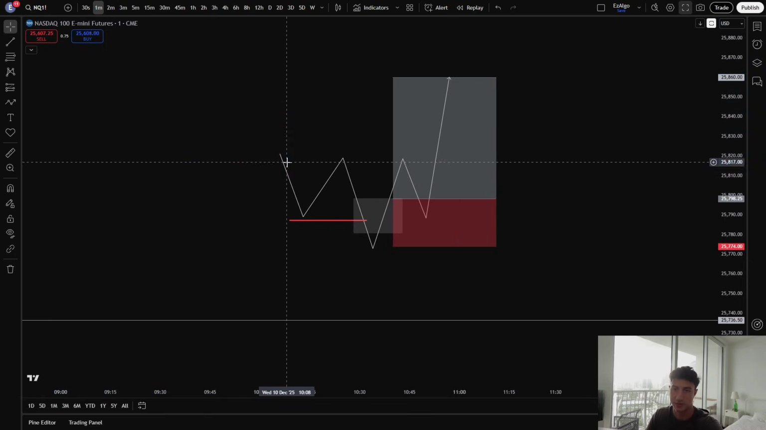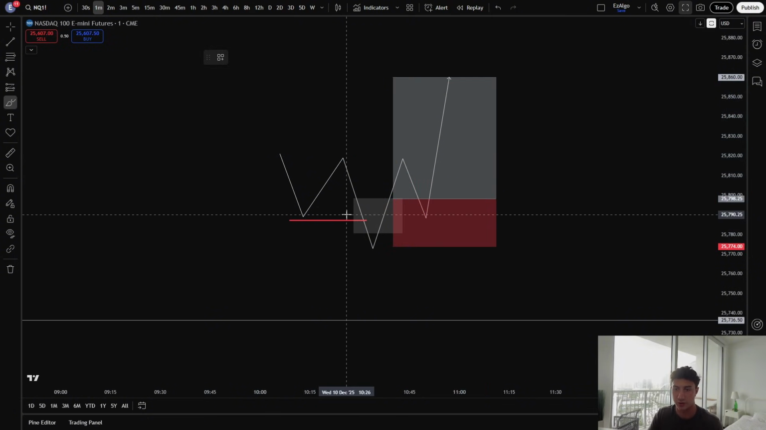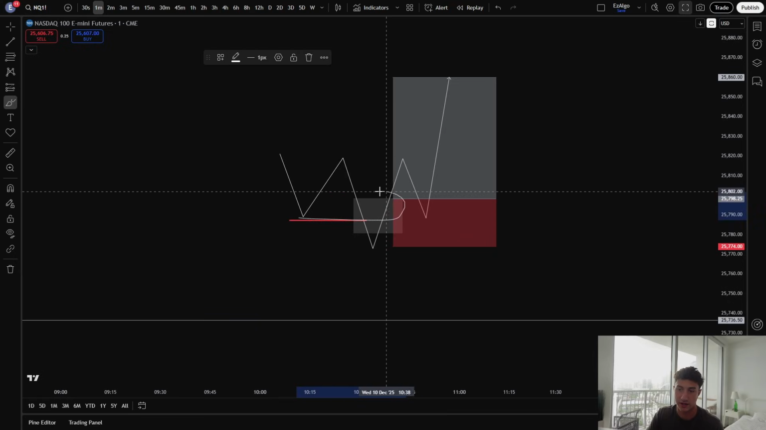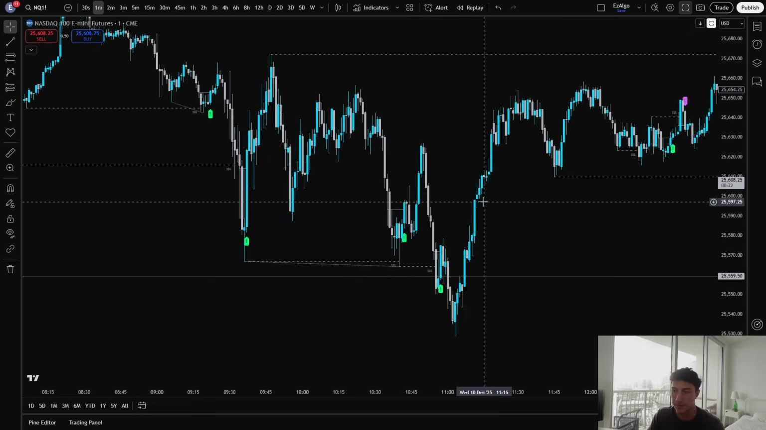So we'll jump into some chart examples in just a second, but this is a formation that you want to see. Okay, sweep of external liquidity followed by a sweep of internal liquidity into an inverse fair value gap within a few candles. And yes, we have coded all this into our Manipulation X indicator.